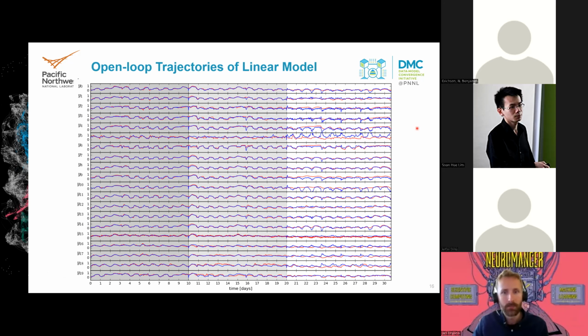These are the predictions of the linear model. What you can see is that linear models are okay for local predictions. You can learn a linear model that is locally accurate, but after some time it will drift and you would need to retrain it again and do adaptive learning on the fly.